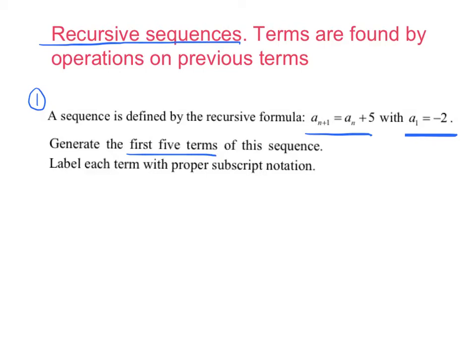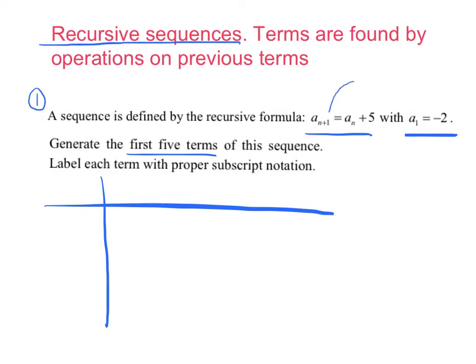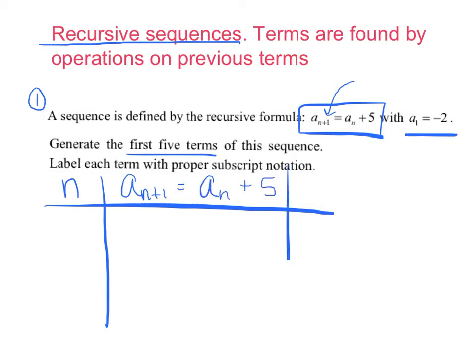Okay, so again, I'm going to start with my table, and the first thing I'm going to say is, what is the variable in the problem? And it looks like the letter n. So I'm going to say that's n, and then I'm going to write my rule down, and you're just copying that rule. a sub n plus 1 equals a sub n plus 5. Okay, and now again, it's very simple.